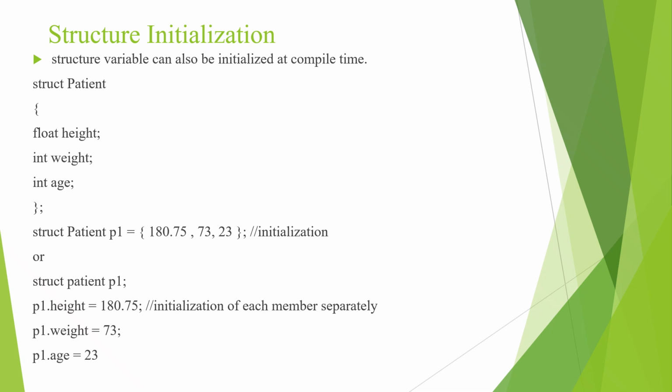In compile time initialization, we assign values when declaring the variable. For example, values are assigned in order to height, weight, and age. And the second one is runtime, that is manual initialization. We assign values individually using the dot operator. For example, we access each member like p1 dot height, p1 dot weight, p1 dot age. The important idea here is that initialization helps us give meaningful starting values to structure members.